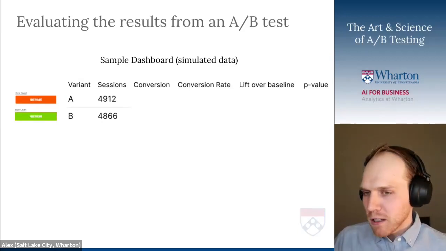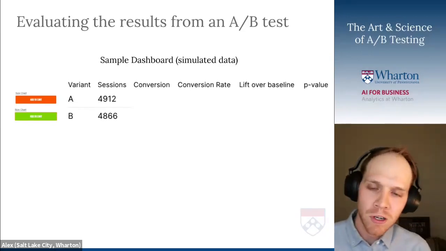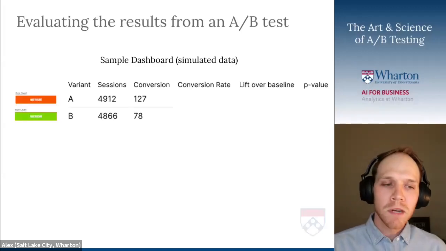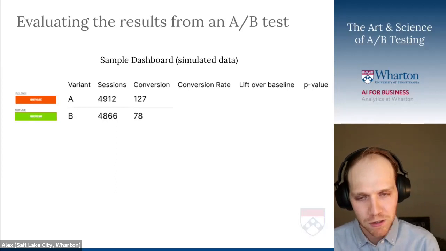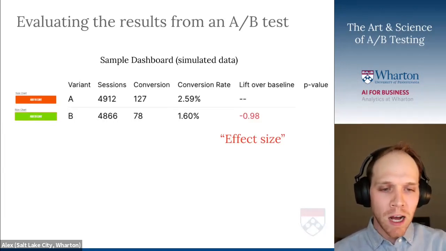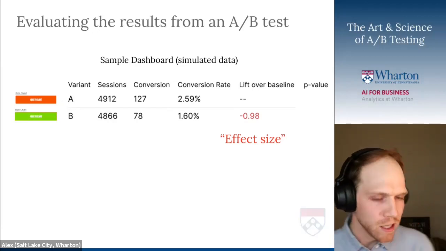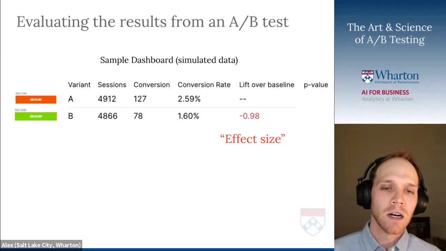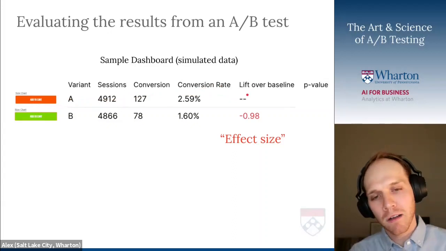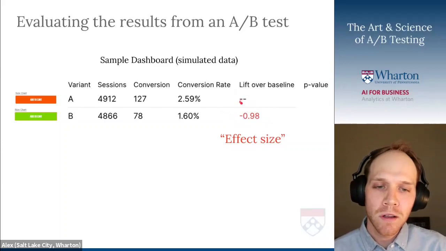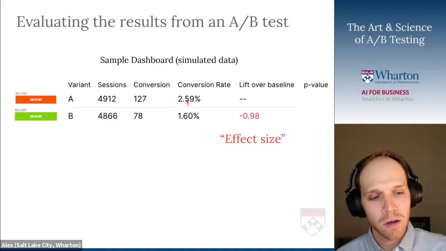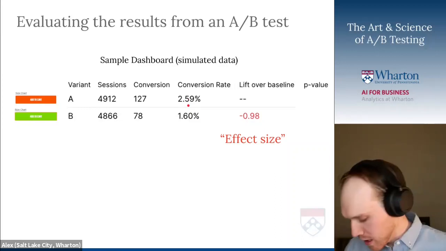All right, so you have the number of sessions, so the number of users that were allocated to each of the two treatment arms. In this case, we have about 10,000 customers in our total sample size, so about 5,000 in each arm. We measure the number of conversions that happened at the end of all of those customer sessions. We can calculate the conversion rate, which is just the conversions divided by the total number of sessions. And the key outcome metric in any A/B test interface is going to be what's called the effect size, or it's often called the lift over the baseline, right? So in this case, if we consider the A variant as our baseline, we're going to be comparing the B variant to the A variant. Relative to the A arm, the B arm had a conversion rate which is about 1 percentage point lower than the A version.